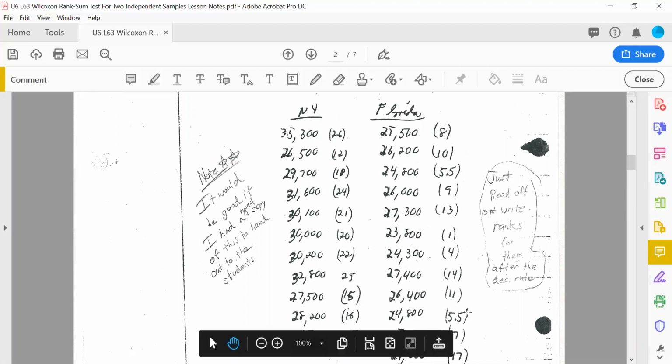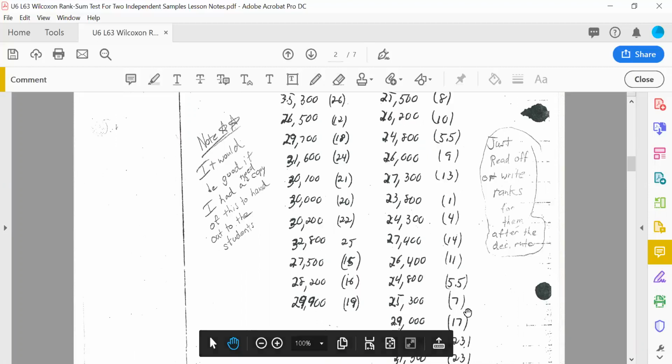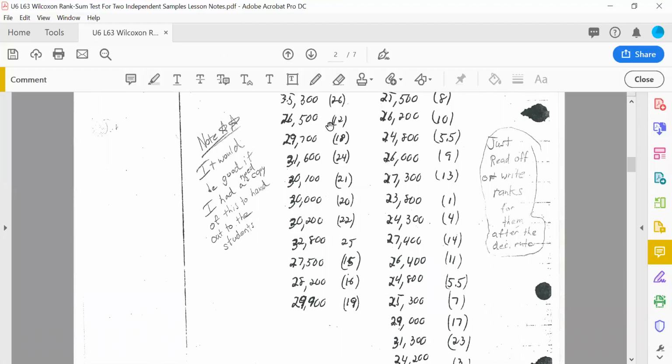Thus far, we have ranked 6 total numbers, though. Keep that in mind. So the next rank is going to be 7, and 25,300 gets ranked 7, and then 8, and so on and so forth. It appears that New York doesn't even come into the game until the 12th ranked number, 26,500. And then we go from there.